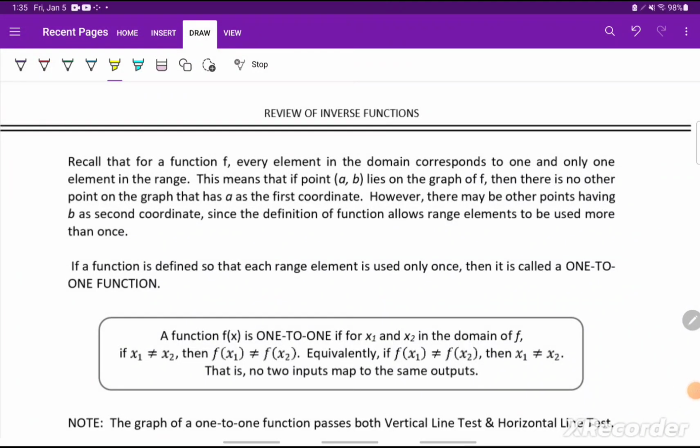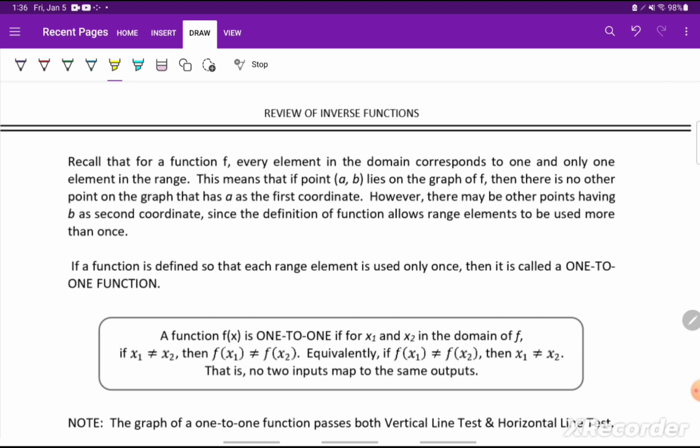Before we talk about inverse trig functions, I want to review inverse functions in general. Recall that for a function f, every element in the domain corresponds to one and only one element in the range. This means that if a point (a, b) lies on the graph of f, then there is no other point on the graph that has a as the first coordinate.